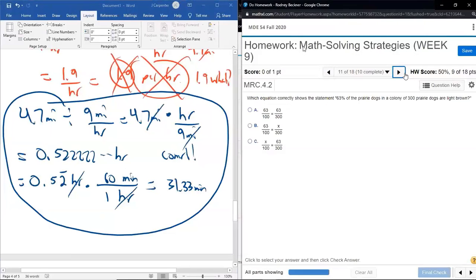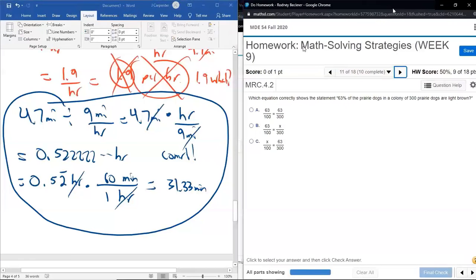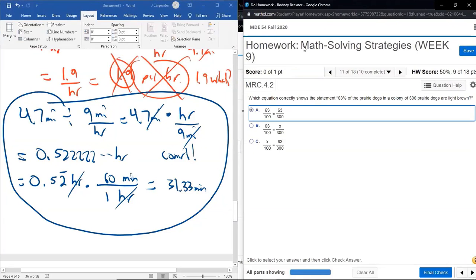All right, last one and we'll call it a day. Which equation correctly shows the statement that 63% of the prairie dogs in a colony of 300 prairie dogs are light brown? So we know the percentage of them, we know the total of the colony, but we don't know the part that are actually brown. We don't know something, so it can't be A. It's got to be B or C. Now, the 63% is the thing that's supposed to go with the 100. So 63 over 100, which makes B the obvious choice.